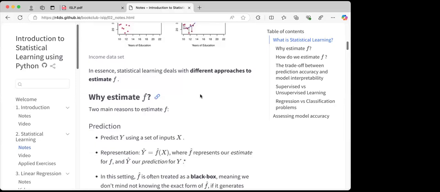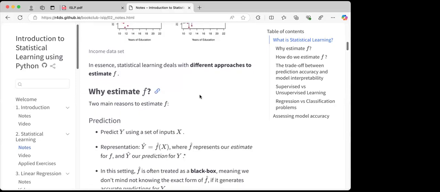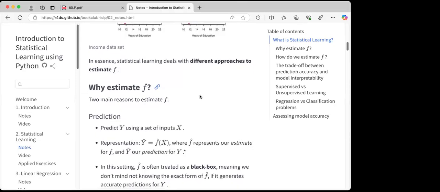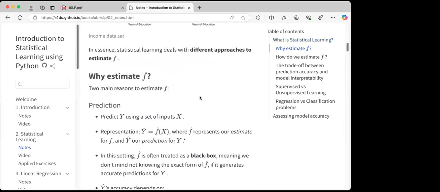So why do we want to estimate f? For two main reasons. We want to estimate f for prediction purposes: predict y using the inputs from x. The y hat is the estimated y. We get it from estimating f hat of x, the estimated f of x, where f hat represents the estimate and y hat is the predicted y.